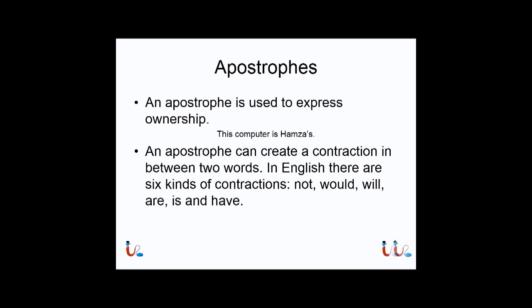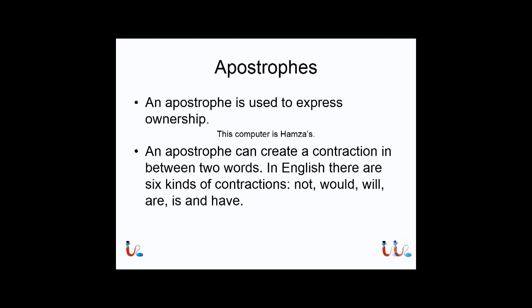Apostrophes. An apostrophe is used to express ownership. This computer is Hamza's. I use the apostrophe to tell you that the computer belongs to me. An apostrophe can create a contraction in between two words. These are the only two uses for an apostrophe: either to express ownership or to combine two words.